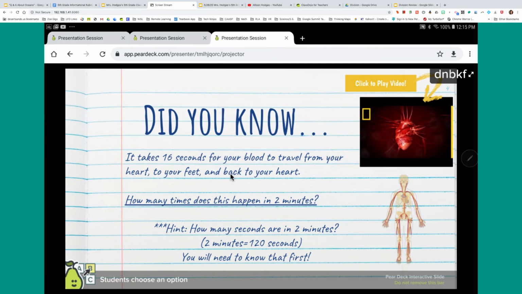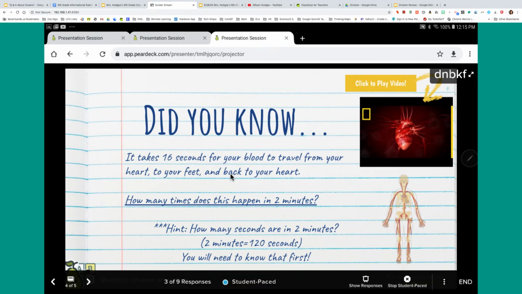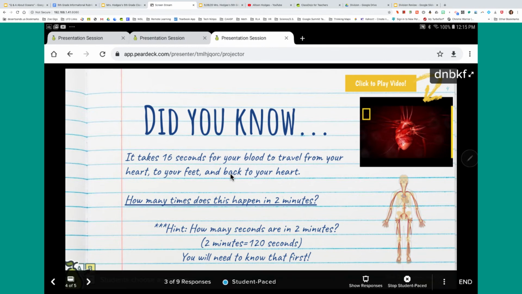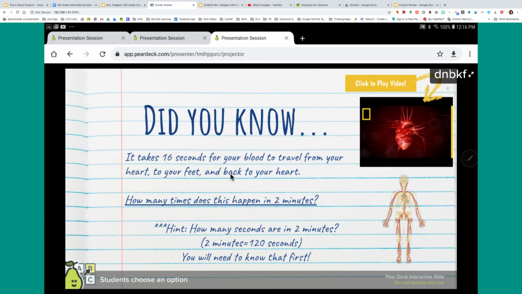So I gave you a big hint on the bottom that you're going to first have to figure out how many seconds, because the first part of it is in 16 seconds. So I'm giving you information in seconds, but then I'm asking you in minutes. So first you're going to have to figure out how many seconds are in 2 minutes. Well, I know that 1 minute has 60 seconds, so 2 minutes must have 120 seconds. That's the number you're going to need, and that's why I wanted to make sure you had that little hint at the bottom. But then you're thinking about, okay, how many 16 seconds are in there, right? So that's your big hint for that.